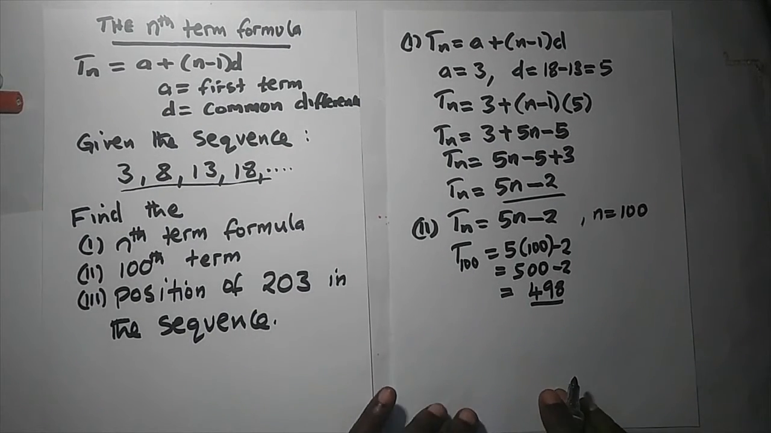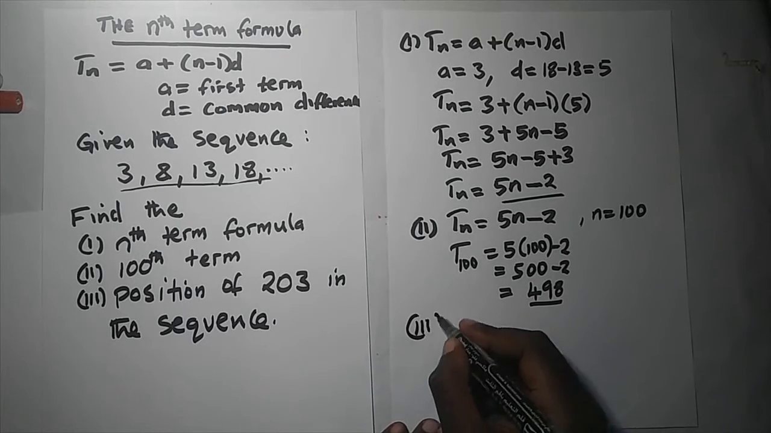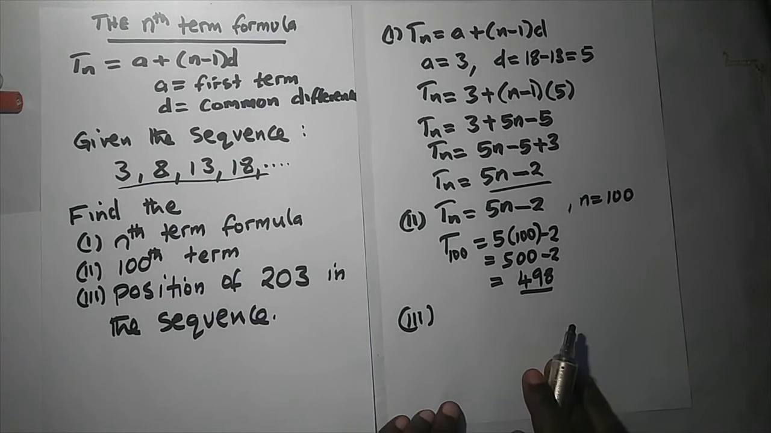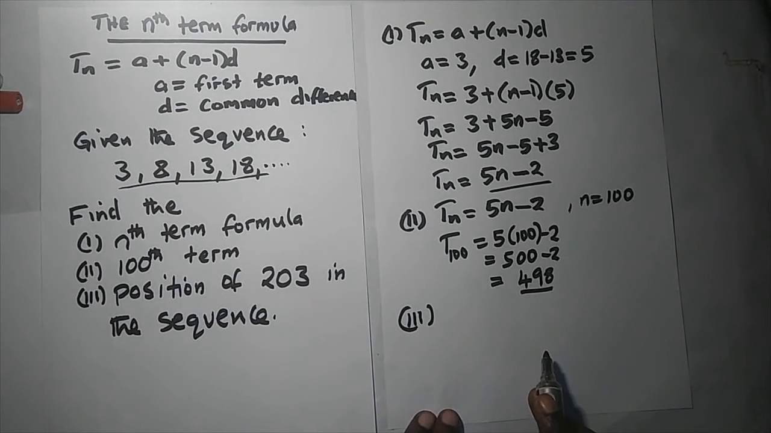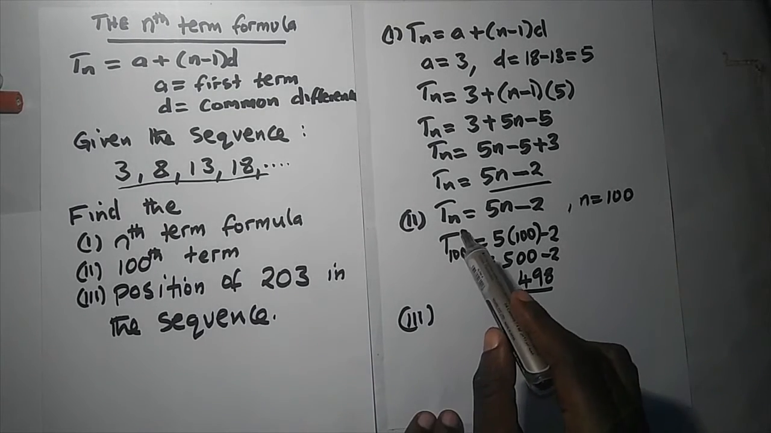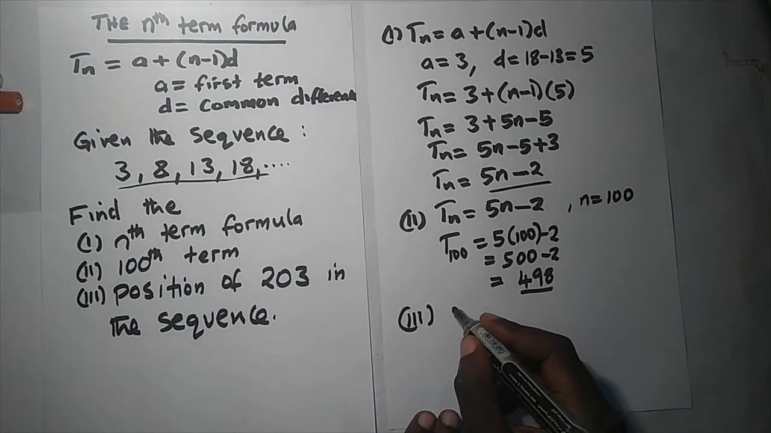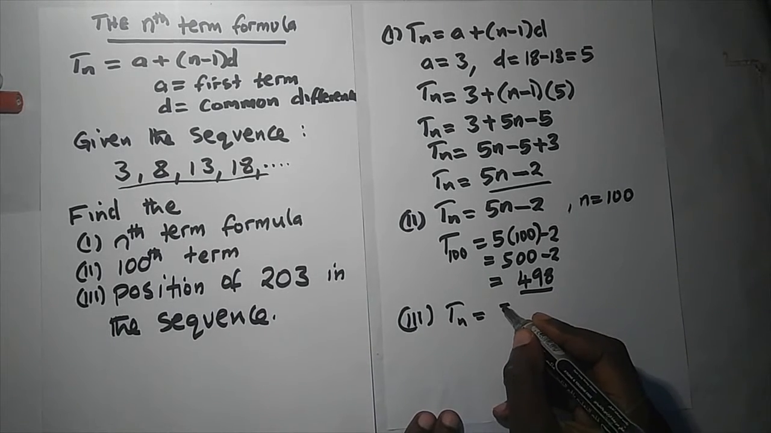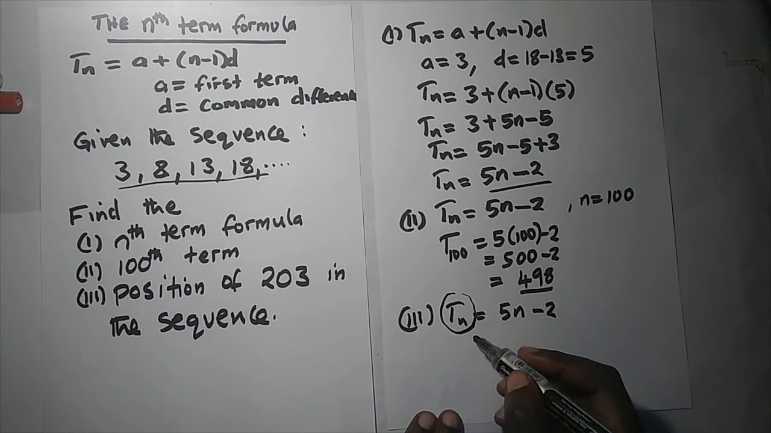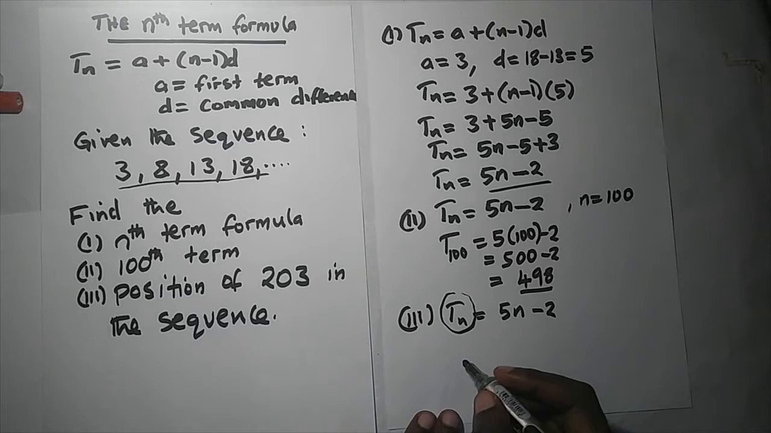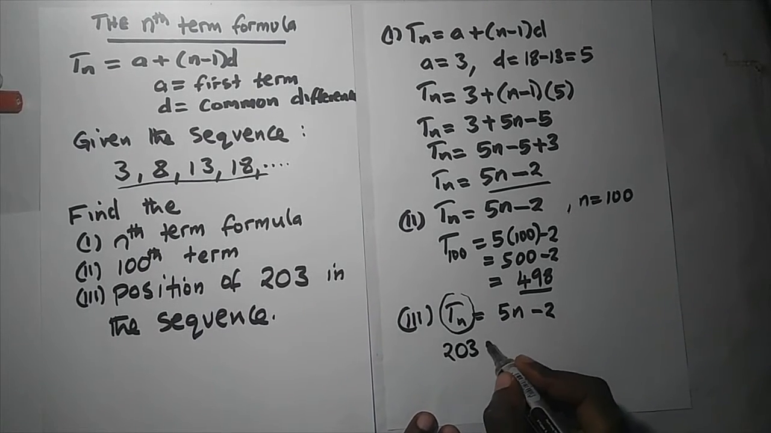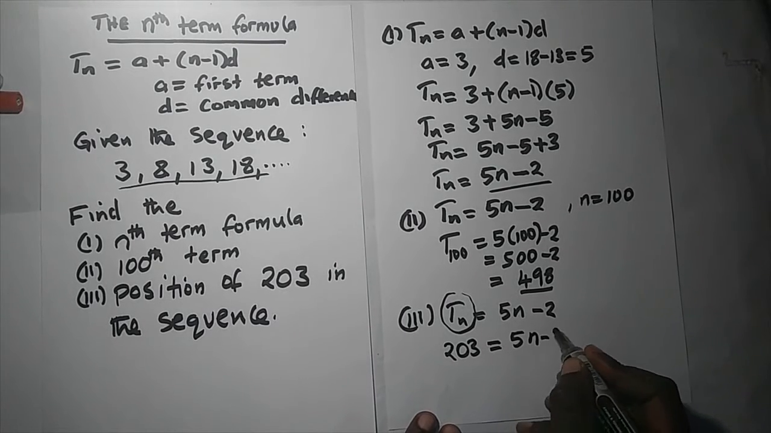And our third question says, find the position of 203 in the sequence. The position of 203 in the sequence is going to be found like this. This time we are not going to substitute 203 where there is n, but instead we are going to use the same formula for the nth term, which is 5n - 2. Where there is Tn, the nth term, we are going to substitute 203. So we are going to have 203 = 5n - 2.